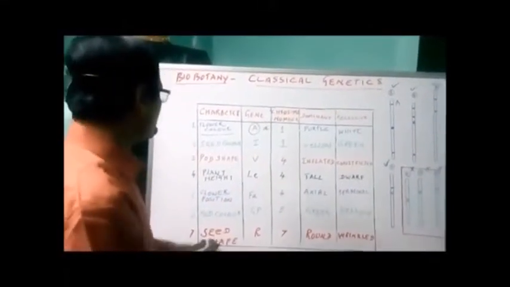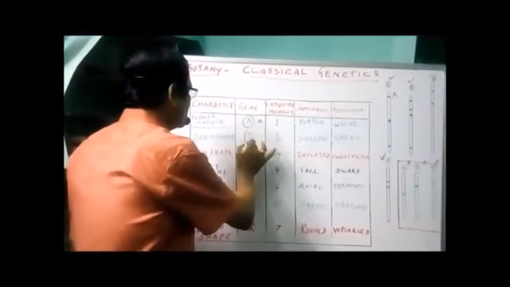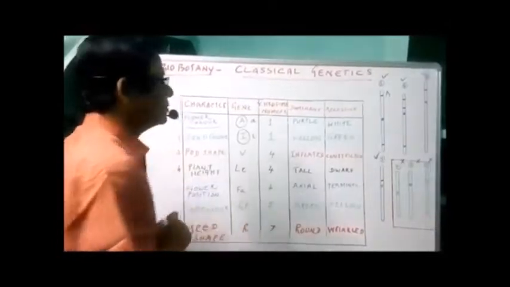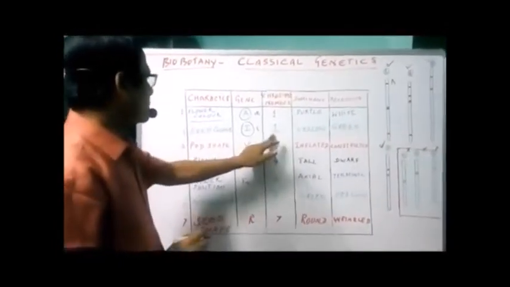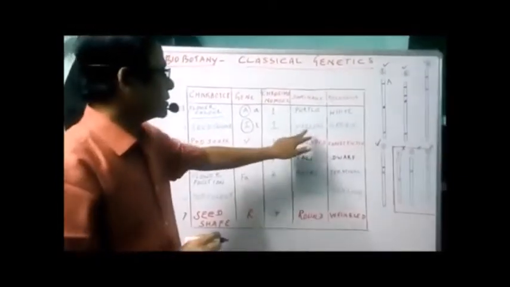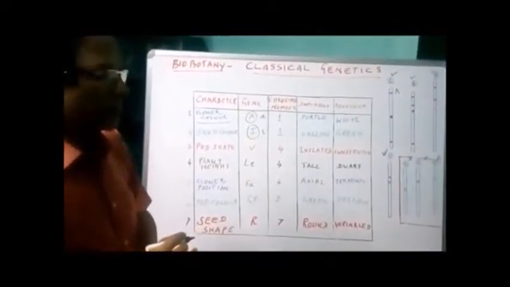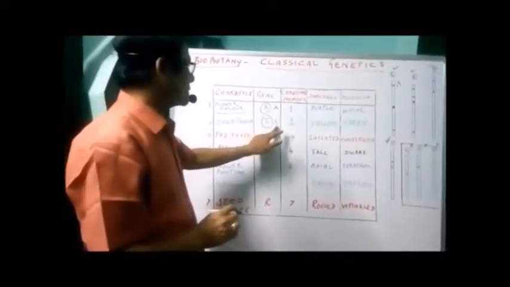Now let's go for the seed color. The seed color gene is capital I, that is dominant gene I. The recessive gene is the small letter i. It is also located in chromosome number 1. We have 2 types of colors of cotyledons. One is yellow, another one is green. The yellow is dominant over green color. So yellow color is produced by dominant gene I, and its recessive small letter produces the green color. It is also located in chromosome number 1.